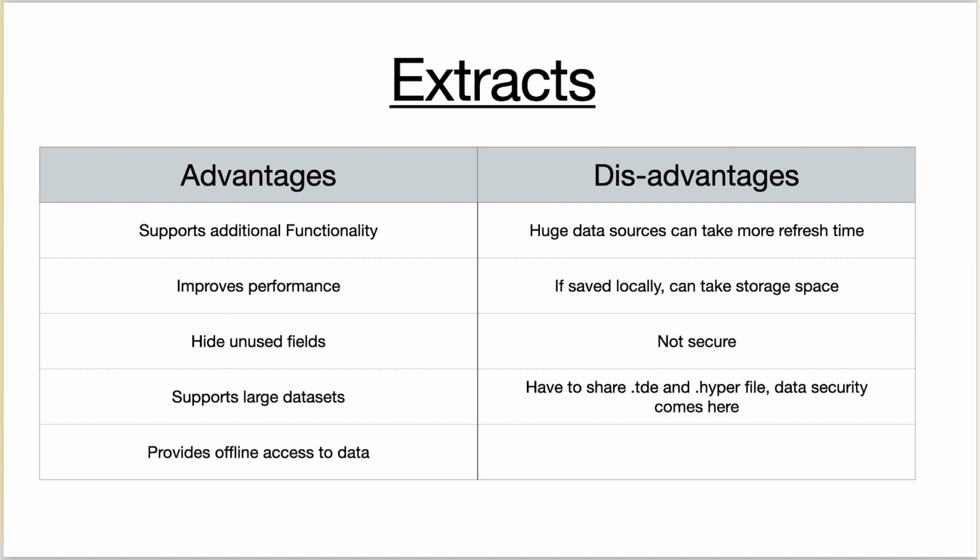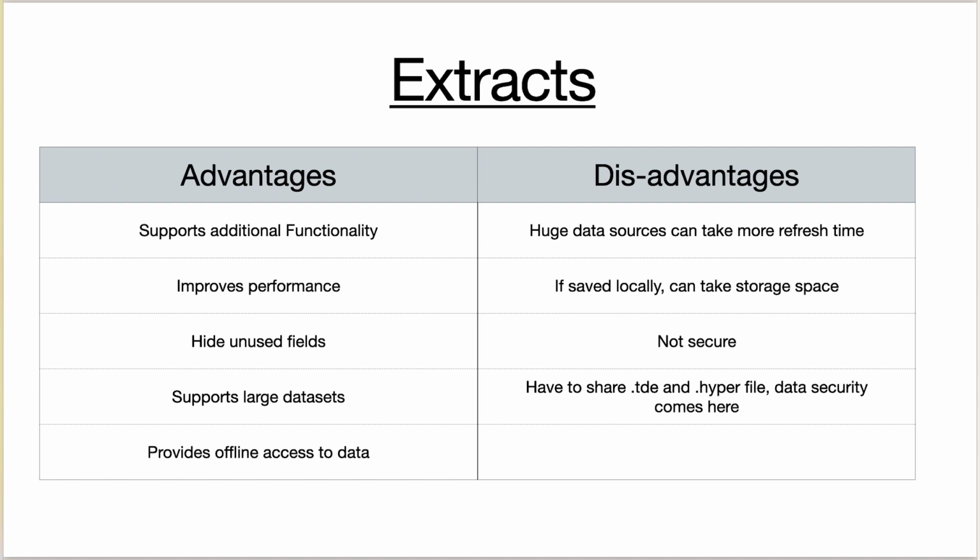As I mentioned in the previous slide itself, if there is a huge database with multiple rows and columns, it might take time for data to get refreshed in the live connection immediately. So in that case, we can go for extract. That kind of data set can be supported by extracts. It provides offline access to data because that is just a copy of data. We don't have to get the real-time updates from that data, so we can have a copy with offline access to that data.